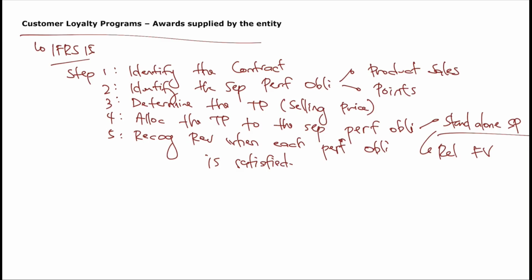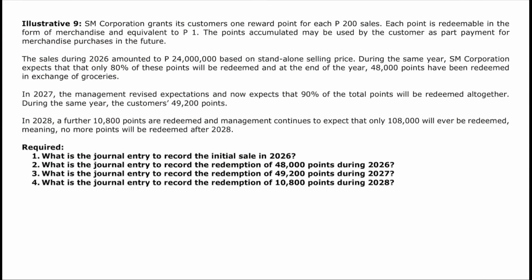So, para mas ma-gets natin yan, try nating tignan itong illustrative problem number 9. No? So, here in illustrative problem number 9, SM Corporation grants its customers 1 reward point for every 200 sales. Each point is redeemable in the form of merchandise and equivalent to 1 peso. No? The points accumulated may be used by the customer as part payment for merchandise purchases in the future. The sales during 2026 amounted to 24 million based on standalone selling price. During the same year, SM Corporation expects that only 80% of these points will be redeemed, no? And at the end of the year, 48,000 points have been redeemed in exchange of groceries.